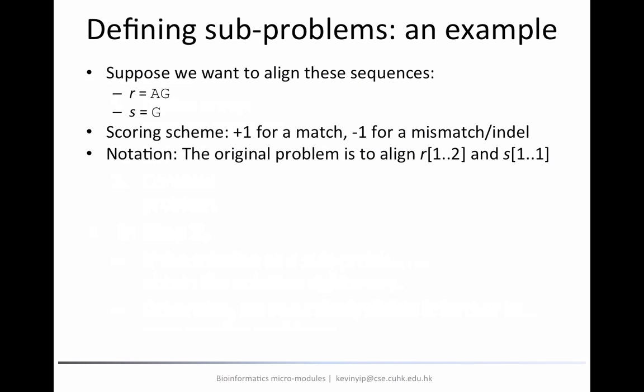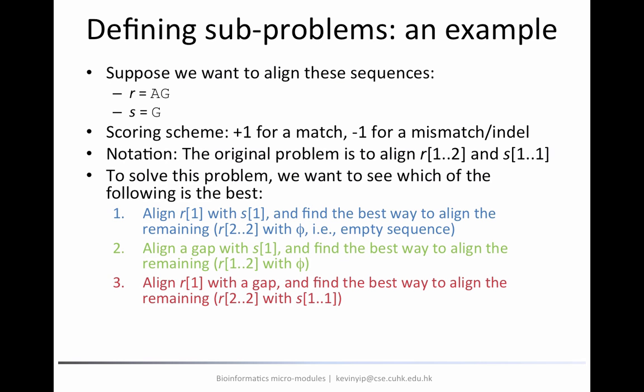We also need to introduce a notation, which is the square bracket. When we write R[1...2], it means that we extract the subsequence of R from character 1 to character 2. Similarly, we can write R[2...2], which means we extract only the second character.